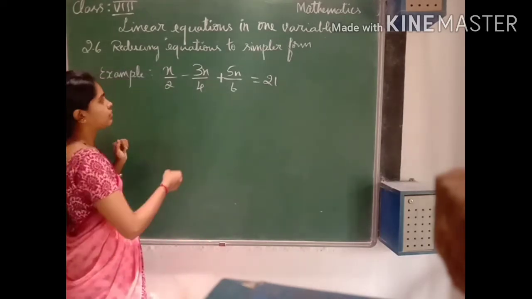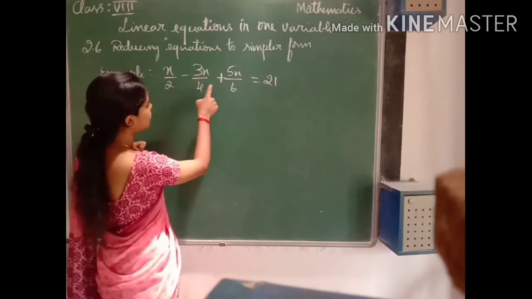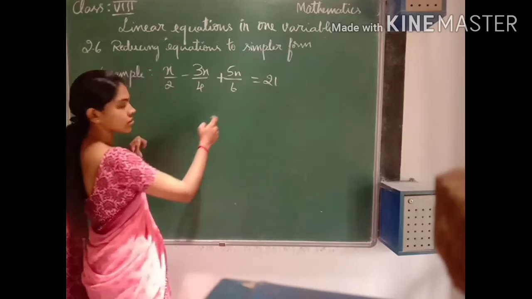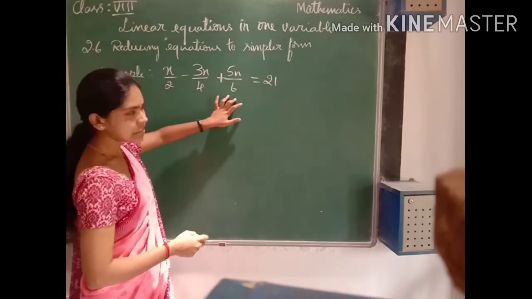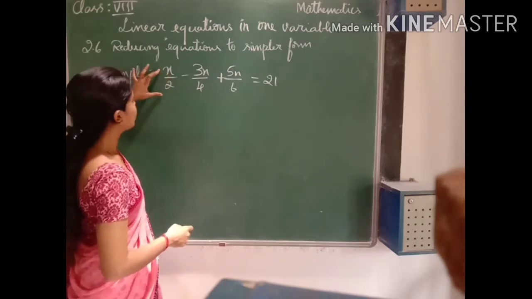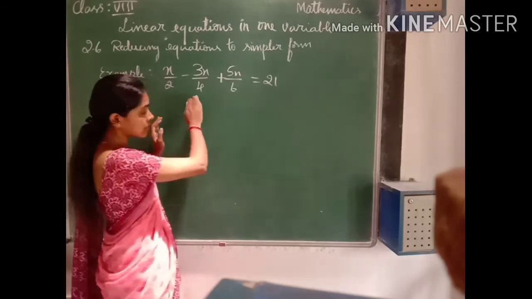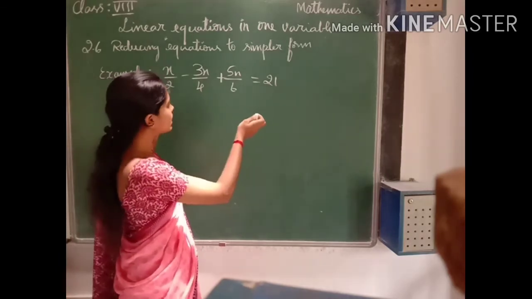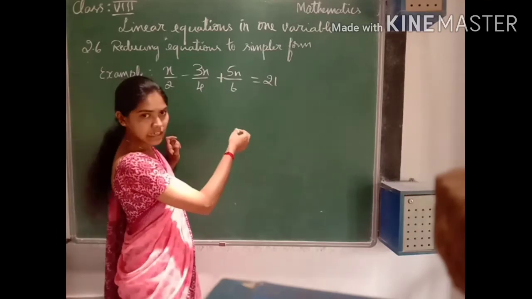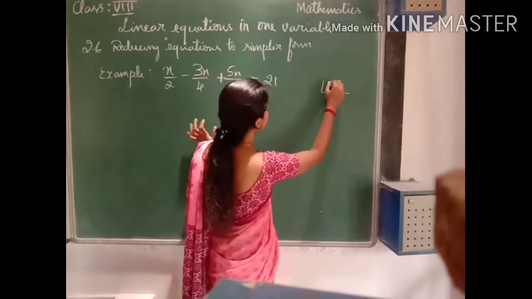Let us see now. n by 2 minus 3n by 4 plus 5n by 6 is equal to 21. So here we can see different denominators. Whenever the denominators are different, how to solve these type of problems? Here you have to use the LCM method to solve this equation.